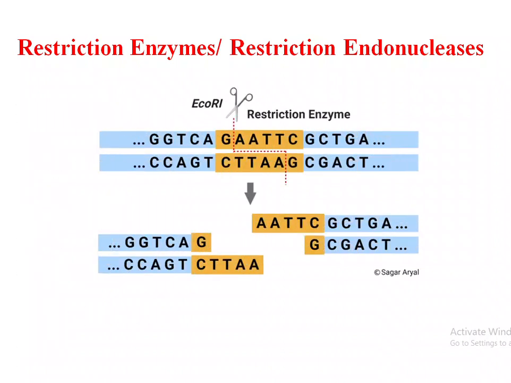In this figure, the EcoR1 is the restriction enzyme which is used to cut this double-stranded DNA. It is to be noted that EcoR1 recognizes and cleaves the DNA after G in this strand and before G in the other strand. And the sequence which is recognized by EcoR1 is GAATTC, and the other strand has the complementary sequence.